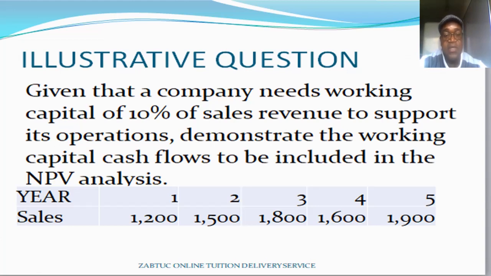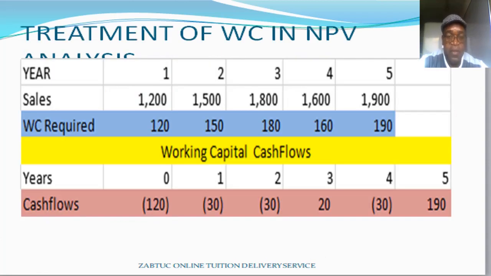And these are the figures that you're going to put there. So as we can see, our sales there are indicated. Those are our sales. And we're told that the working capital needed to support these sales is 10%. So 10% of the figures is here. Now, after we've identified working capital required, we come now to investment appraisal. What figures are we going to put there? Here are the figures.